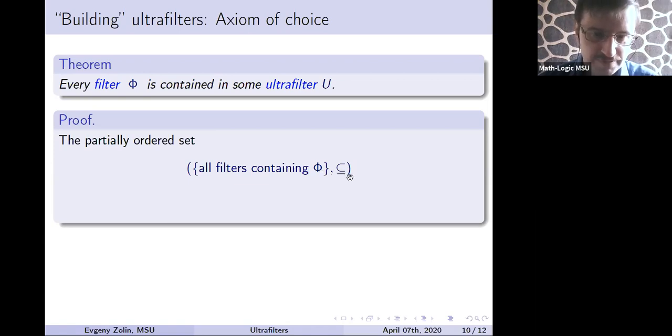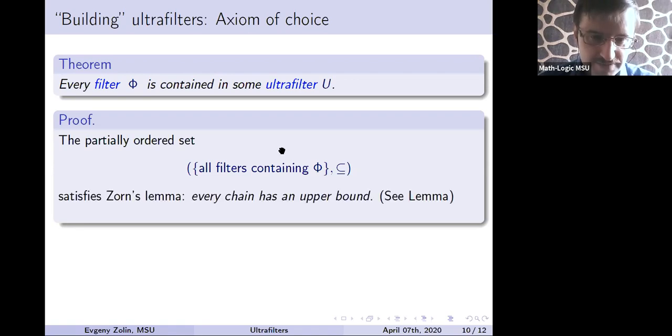It is transitive. Phi 1 is contained in phi 2. Phi 2 is contained in phi 3. Then phi 1 is contained in phi 3. And it is antisymmetric. If phi 1 is contained in phi 2 and phi 2 is contained in phi 1, then they are equal. Antisymmetric property. So this is a partially ordered set. And it satisfies the condition of Zorn's lemma.